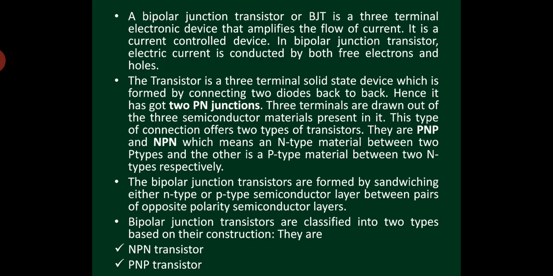In a bipolar junction transistor, the total electric current is due to both majority and minority charge carriers, meaning electrons and holes. So both electrons and holes take part in conduction. Both polarities, positive polarity holes and negative polarity electrons, take part in the conduction of current. So both polarities of charge carriers are available for the contribution of total current. That's why the name bipolar transistor.